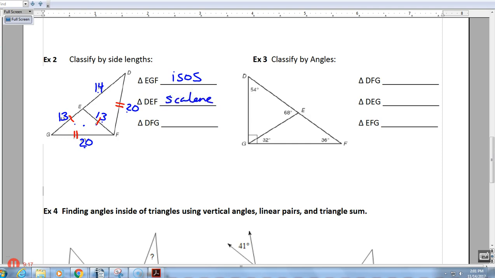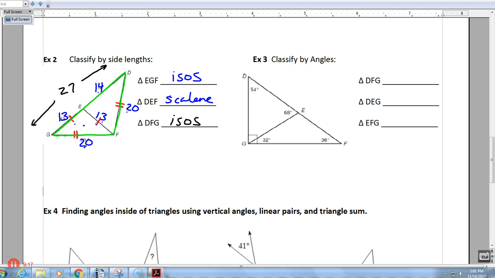And DFG is the big dog. He is 20 by 20 by this side. We got to add them up, and I believe 13 plus 14, he's 27. So 20, 20, 27. He's also isosceles. So that's just knowing, can you use the tick marks to find out which sides are equal to what.